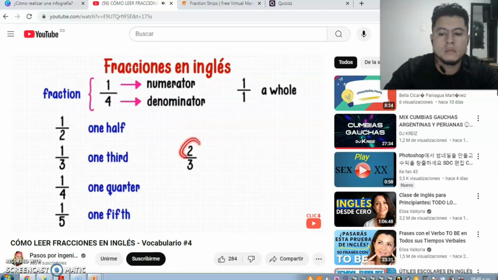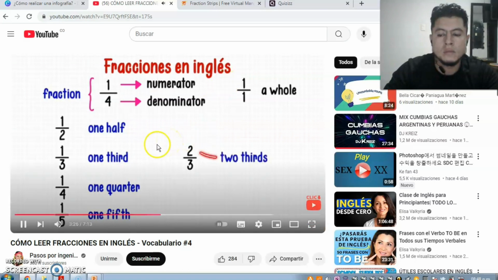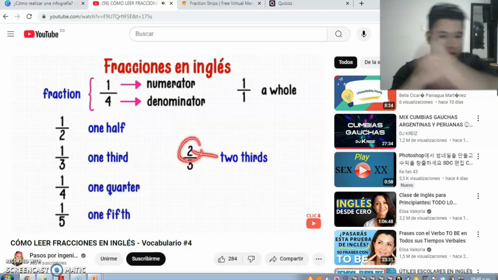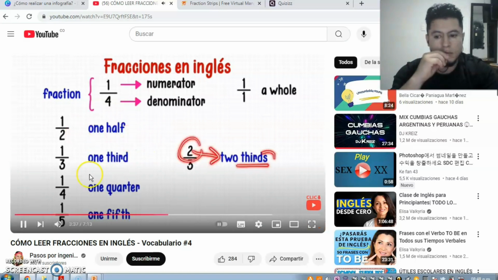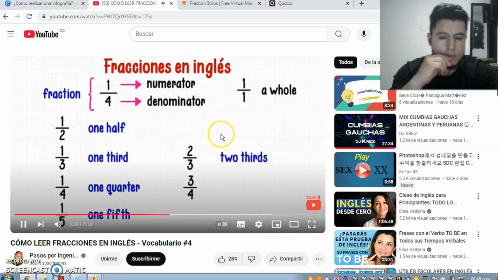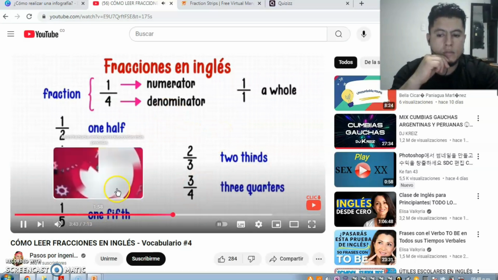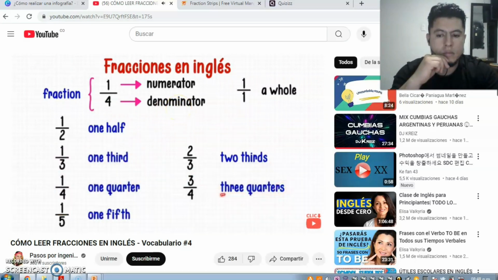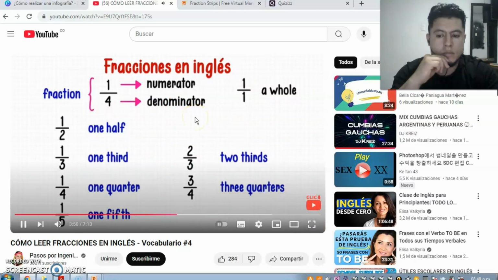Now it is different. What do you think we are going to do? Yes, now it will be 2. 2/3. Identify the plural at the end. Thirds. 2/3. Now it's your turn. Let's check. 3/4. 3/4. Excellent.